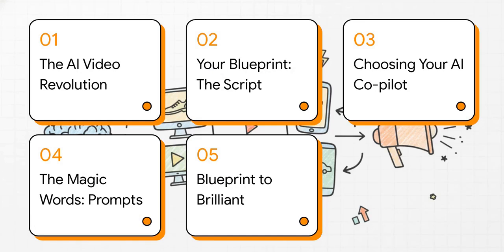So here's our game plan. We're going to start with the big picture, the AI video revolution itself. Then we'll get into your blueprint, the script. After that, we'll help you pick your AI co-pilot, teach you the magic words, which are really just prompts, and then we'll put it all together so you can make something brilliant.